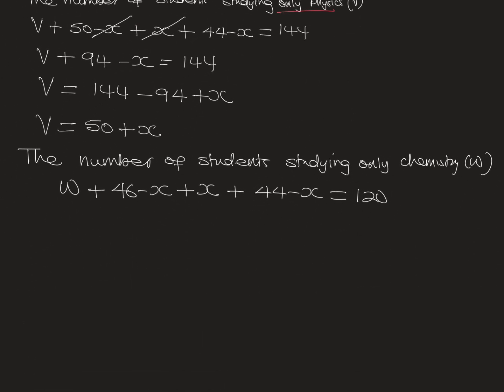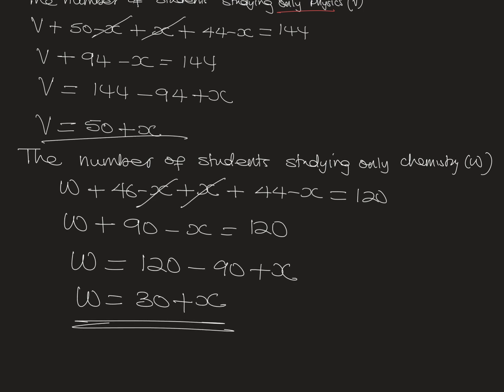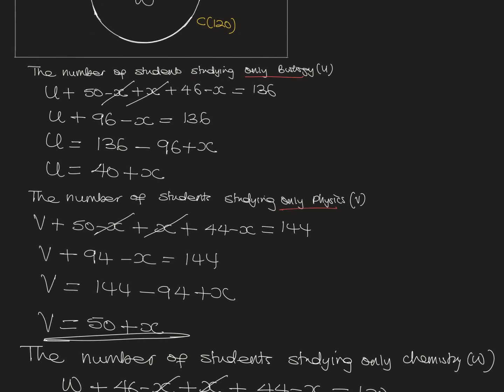So again, minus x will cancel plus x. So we're going to have W plus 46 plus 44 is 90 minus x is equal to 120. So W will be 120 minus 90 plus x. So W will be 120 minus 90 is 30. So that is 30 plus x. Okay, we have been able to find an equation for W, V, and U.